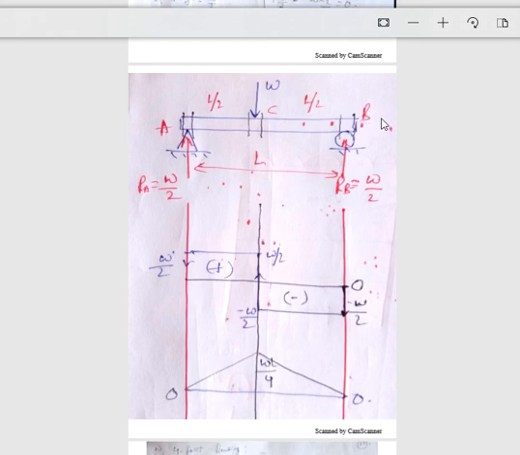Since I am coming from the right, this is the first section. For this section, towards the right-hand side there is no force, and since there is no force, 0 into perpendicular distance will become 0. So at this section the bending moment is 0.